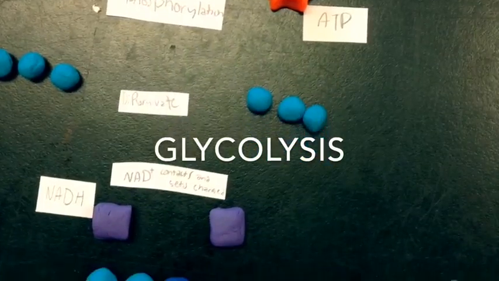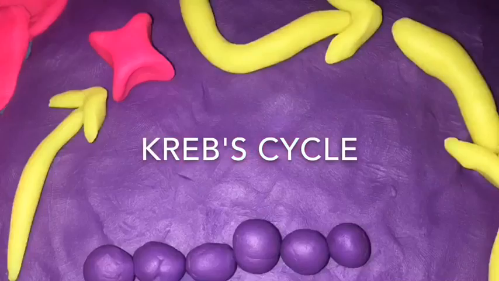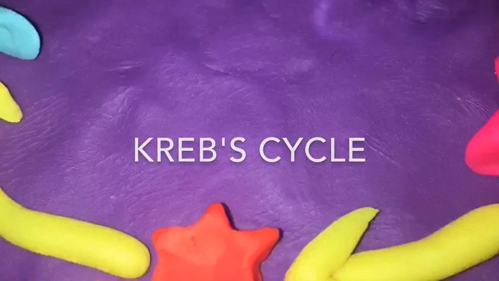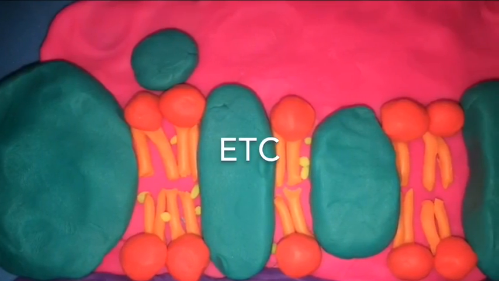Glycolysis is preparing the glucose molecule for the Krebs cycle. The Krebs cycle is building up high-energy molecules for the ETC. The ETC is moving electrons so that ATP will be formed.